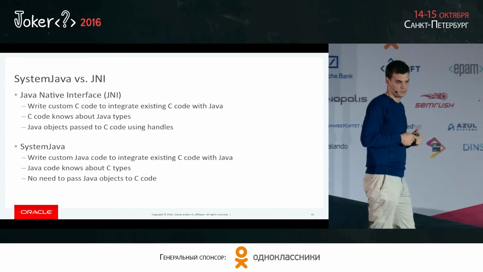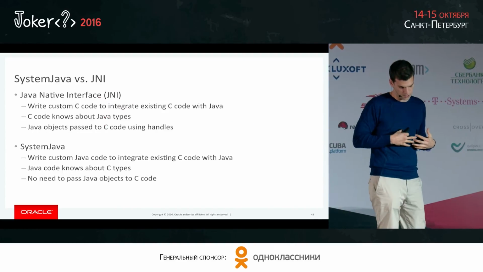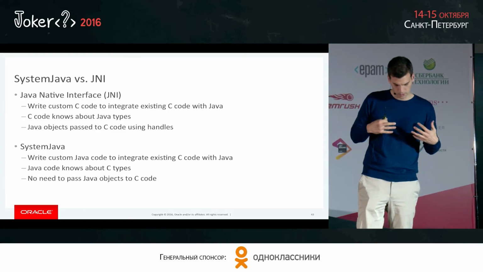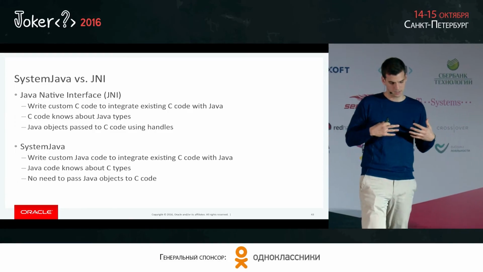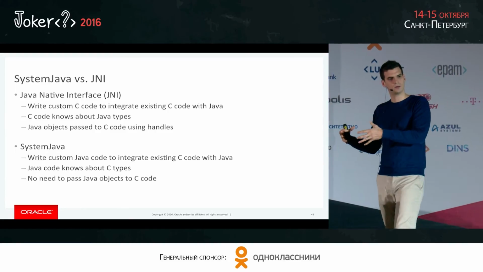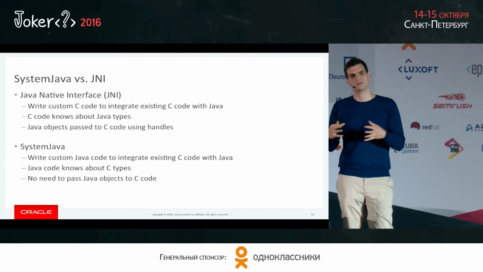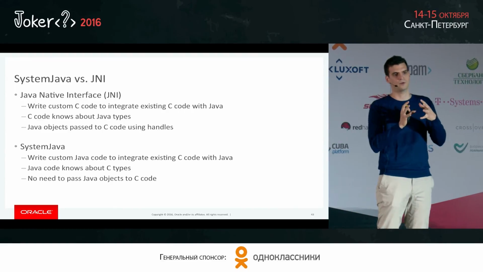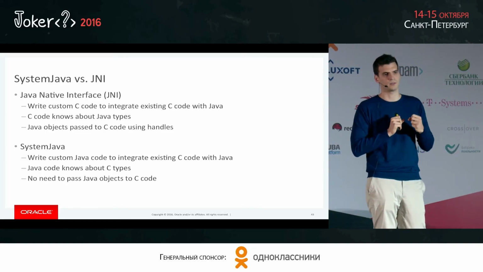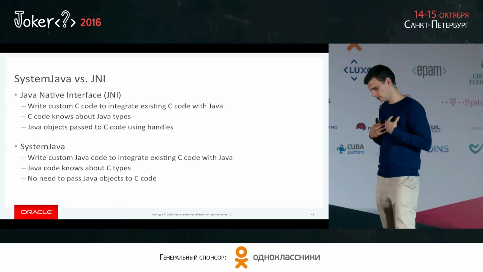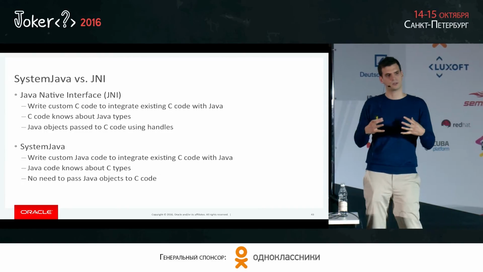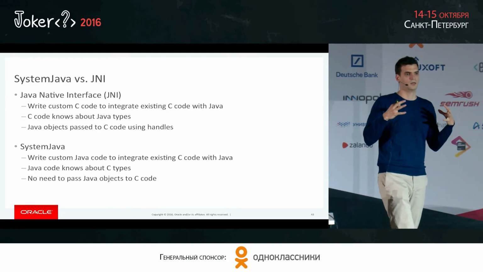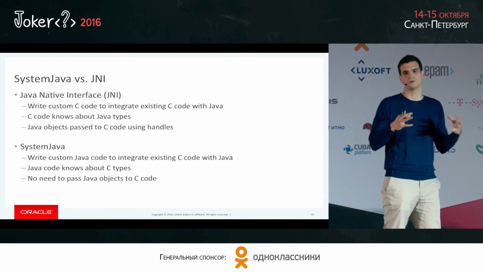The difference from JNI is that in JNI, you give the objects to the C code as handles, and then the C code needs to work with Java objects in order to convert them to something representable in C. And what System Java is, essentially, is just a set of annotations that we provided so that you can write C code directly in Java.